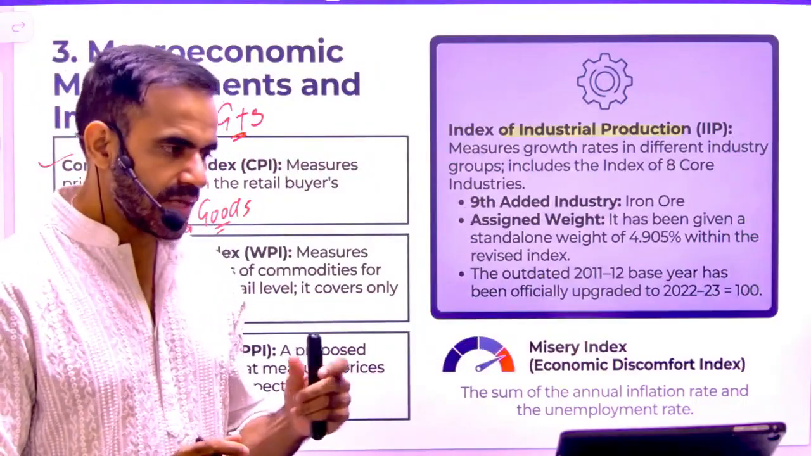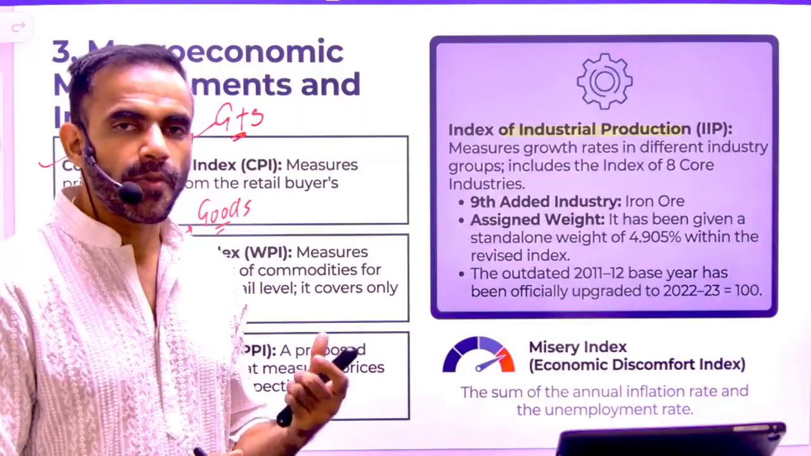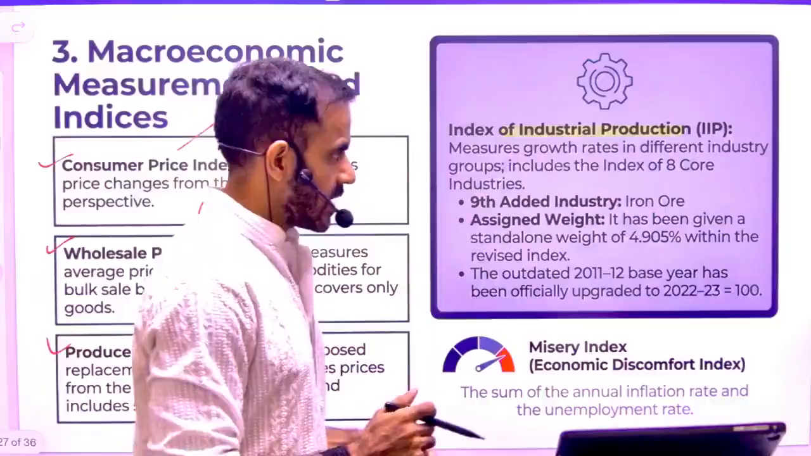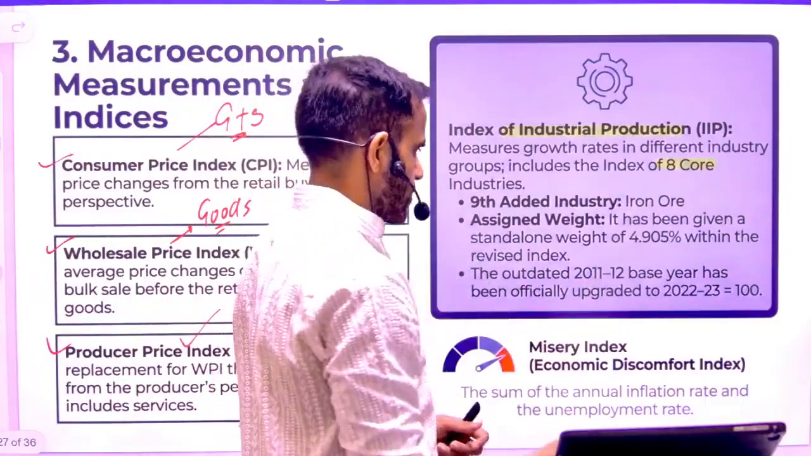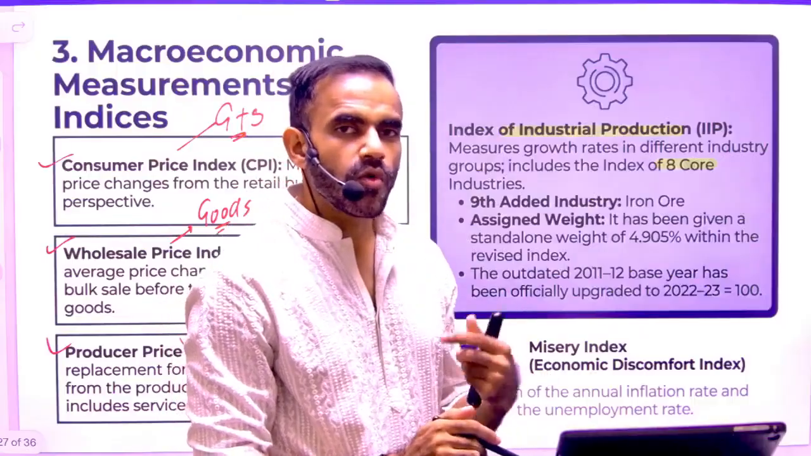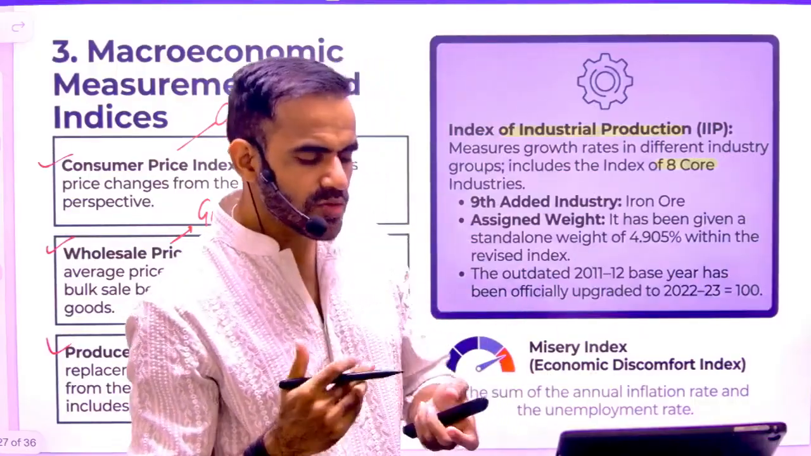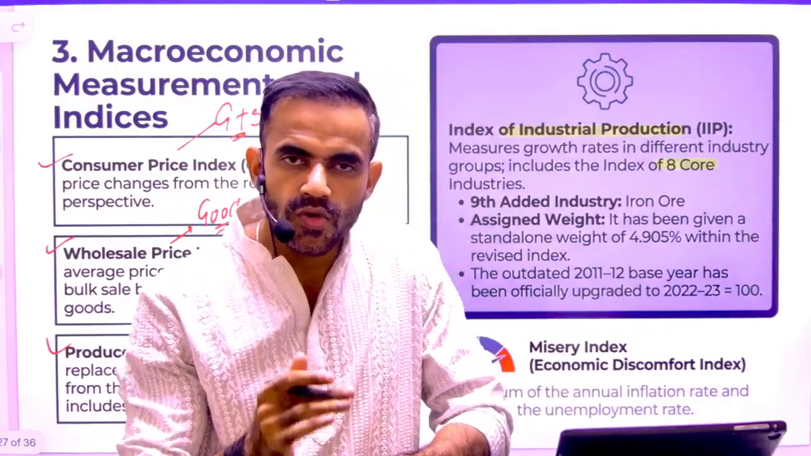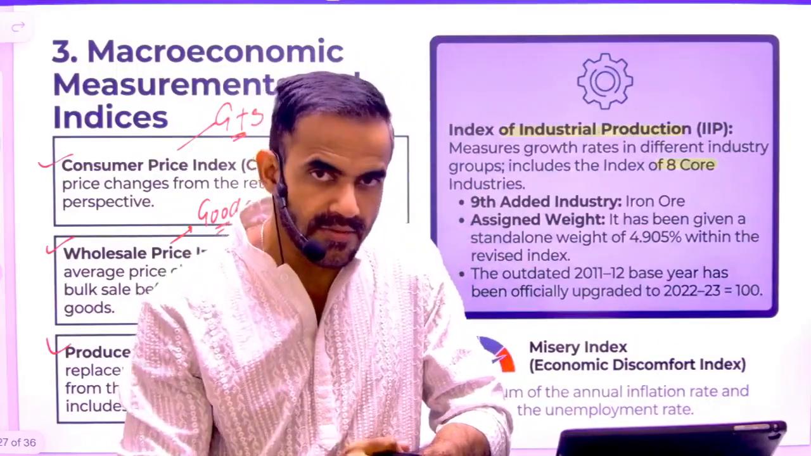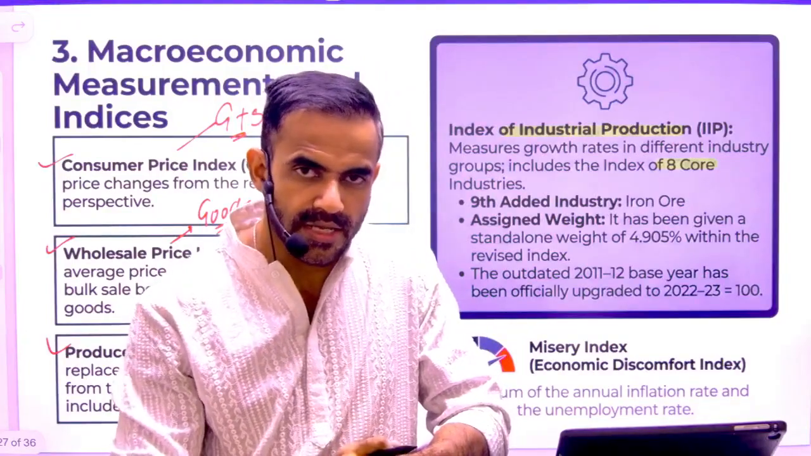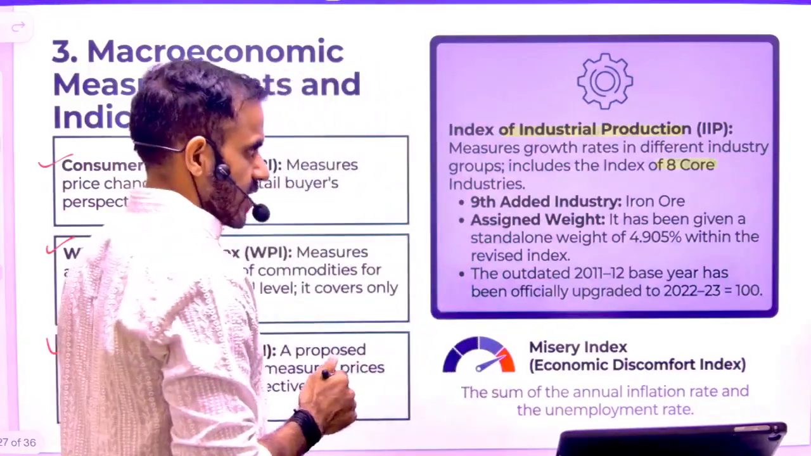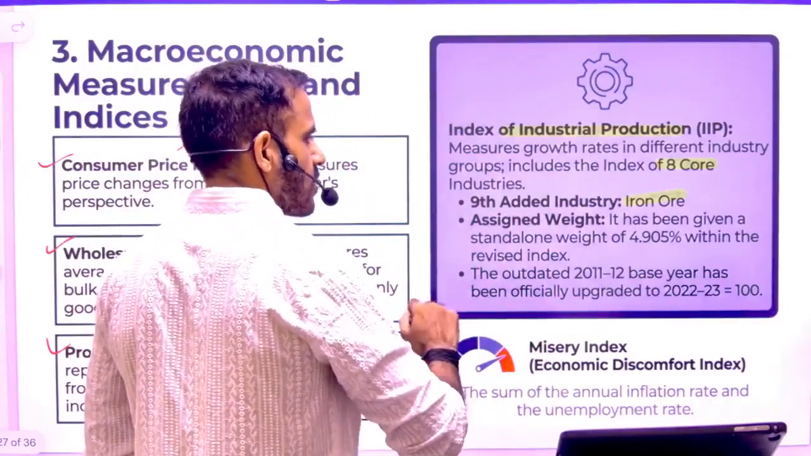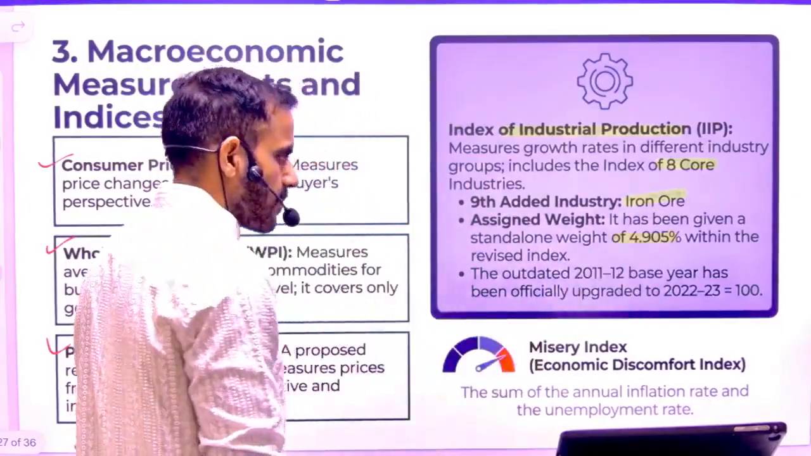Within this there was a group of industries which were considered as the core industries. So this grouping was of 8 core industries. Recently, one more core industry has been included. What are those 8 core industries? See, for example, natural gas is there, crude is there, coal is there, cement is there, fertilizer is there, electricity is there. So now one more core industry has been added, and that is iron ore, and the weightage of iron ore is roughly 4.9%.